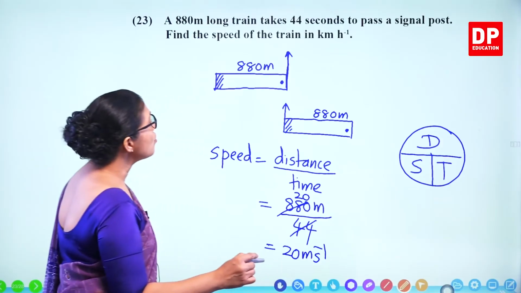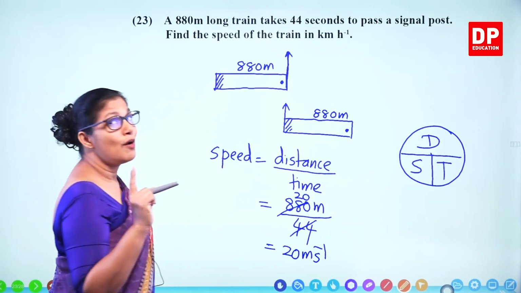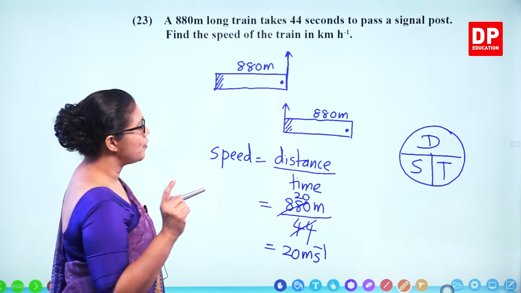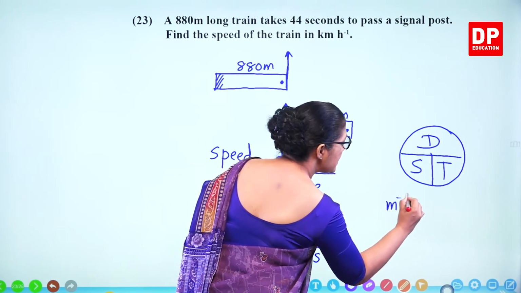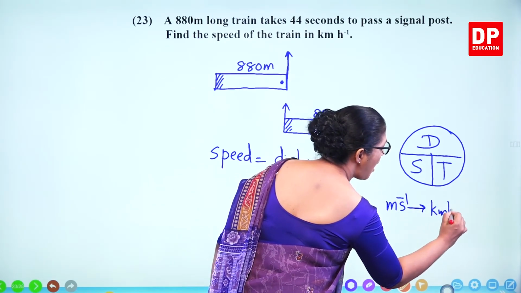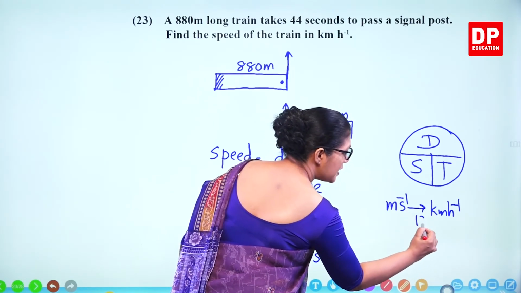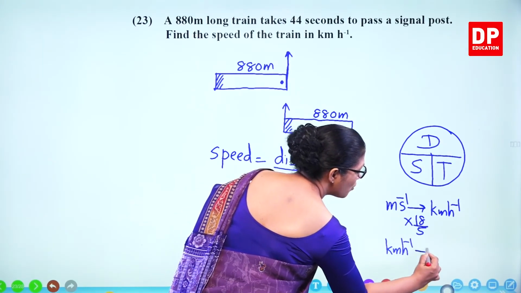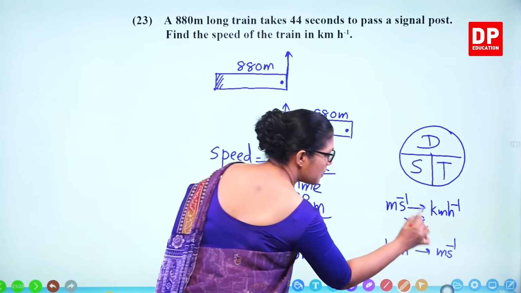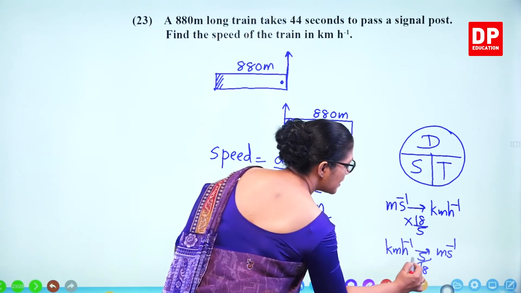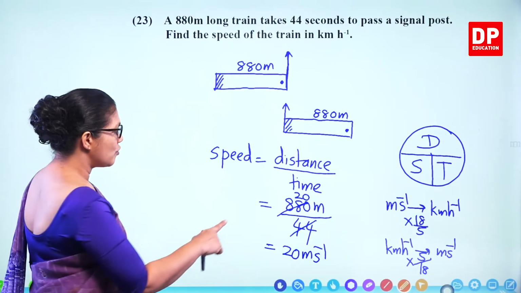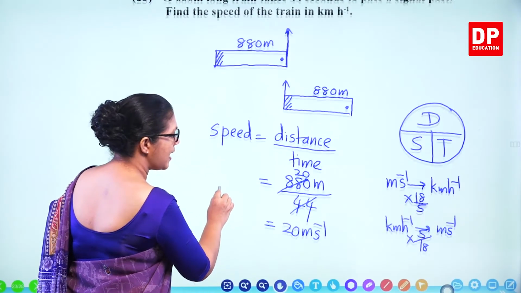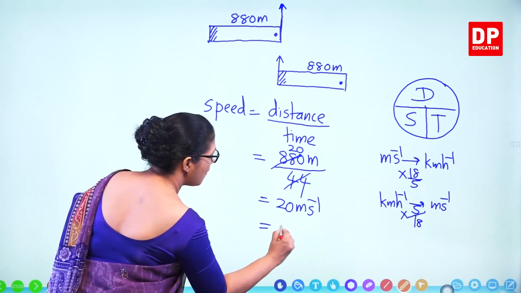But we need to convert to kilometers per hour. What's the conversion? I discussed this before. Can you remember? Meters per second to kilometers per hour, we multiply by 18/5. If you want kilometers per hour to meters per second, we multiply by 5/18. So remember that. So what's the conversion? Meters per second to kilometers per hour. So multiplied this by 18/5.